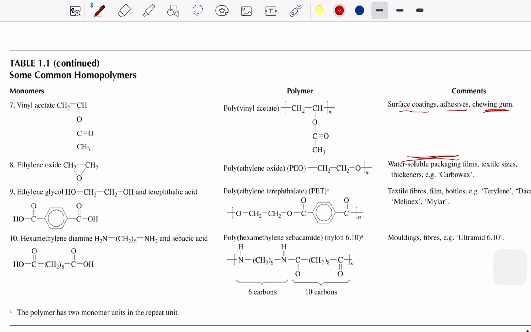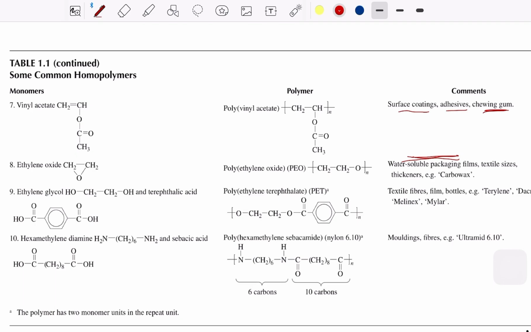Ethylene glycols. This is some of them. So it has two. Okay? So ethylene glycol and terephthalic acid. So they are two, but still considered as a homopolymer because they both are repeated. We will see what the difference with the homo and then the other one is we call the copolymers. So we still consider this as two monomer units, but it's considered as homopolymers.